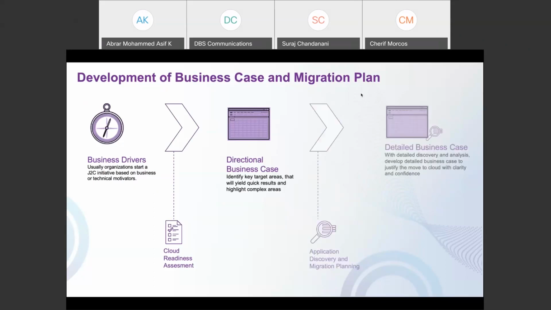Post that, we run a tool-based discovery, which will result in a detailed business case, exact target environment, and an exact cost-benefit analysis of moving your workload. And this is done pre-migration. The other thing it also does is sets up the migration plan.